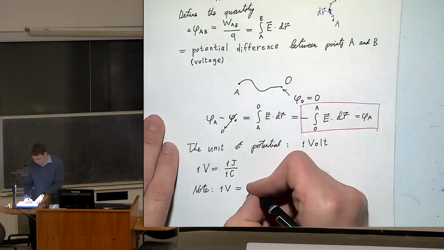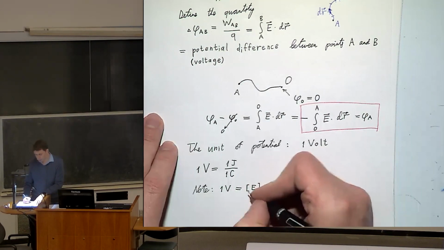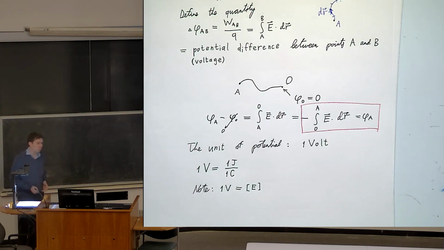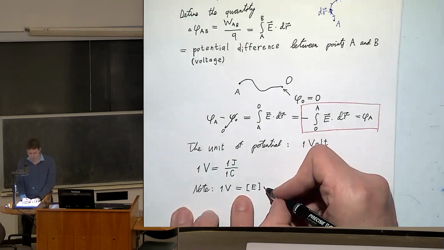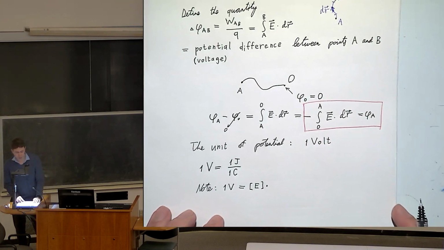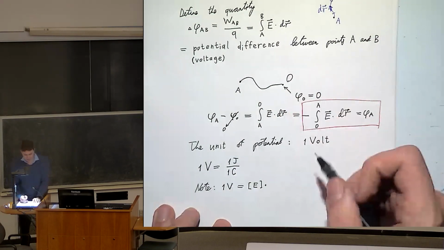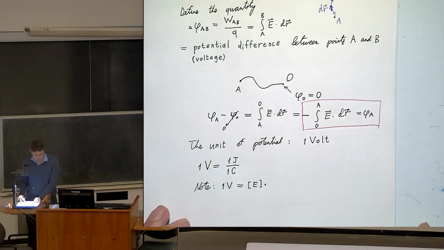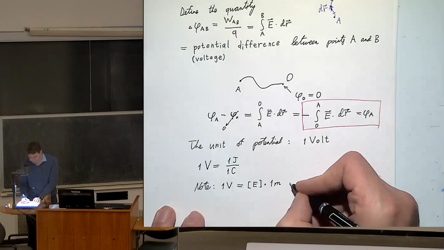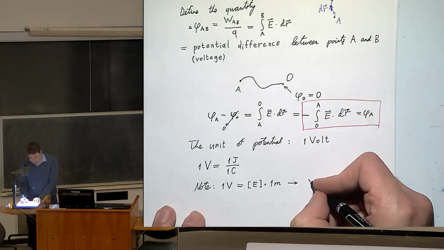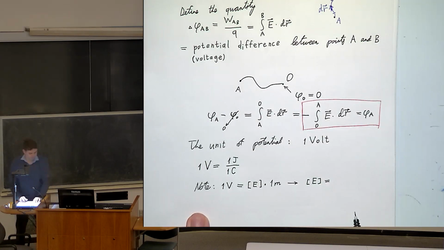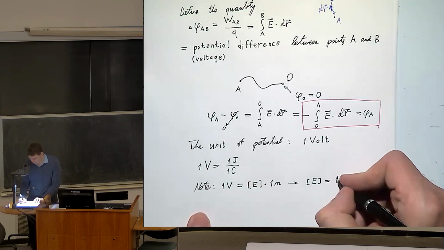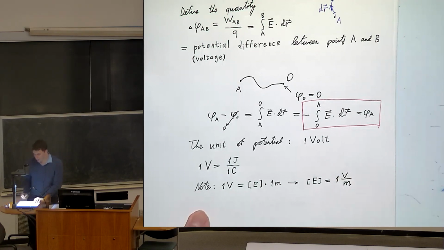E, some units in which the electric field is measured. And in principle, we know that it's Newton per coulomb, but let me just leave it alone and write that as a notation for the unit of the electric field, multiplied by length, which is measured in meters. So I write 1 meter. And from here, it follows that the unit of the electric field is also 1 volt per meter.